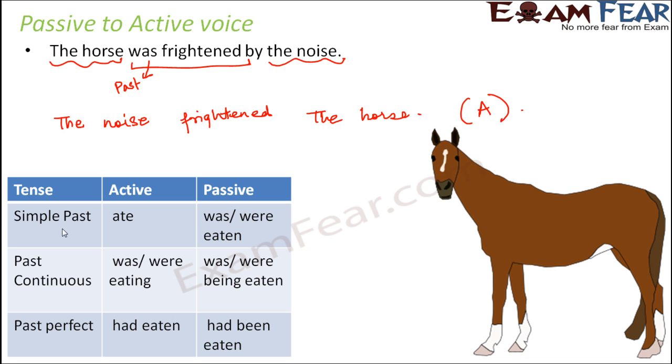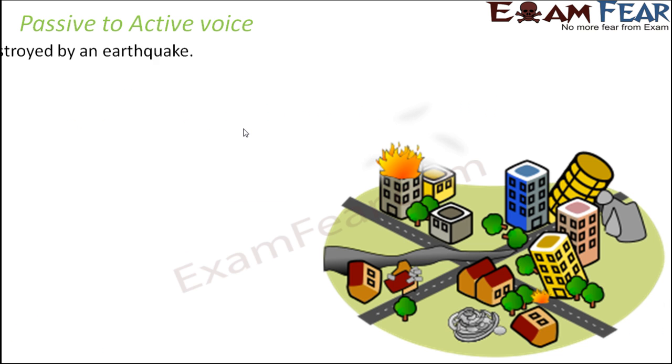So if you quickly look at this table, whenever you deal with simple past, in the active form you have the second form of the verb, whereas in the passive form you have the third form of the verb. In this case, the verb is frighten, but for frighten, the second form and the third form are both the same. Both are frightened. Let's look at one more example.